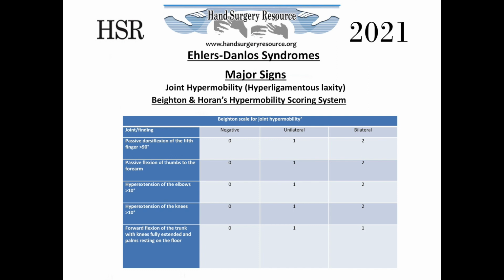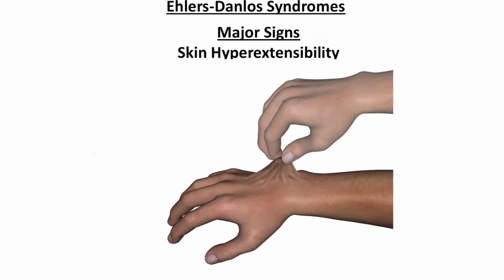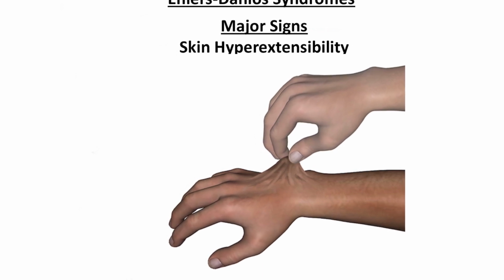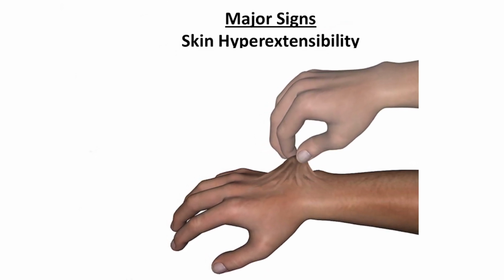This table shows the Brighton and Horan's hypermobility scoring system for Ehlers-Danlos syndrome patients. By assessing the passive dorsiflexion of the fifth finger, flexion of the thumb to the forearm, hyperextension of the elbows, hyperextension of the knees, and forward flexion of the trunk, a numeric value for the degree of hypermobility is obtained. The maximum score is 9, and a score greater than 4 is consistent with joint hypermobility as seen in Ehlers-Danlos syndrome.